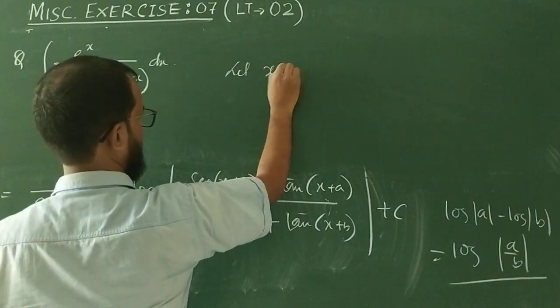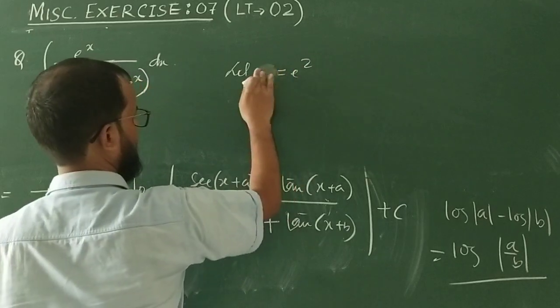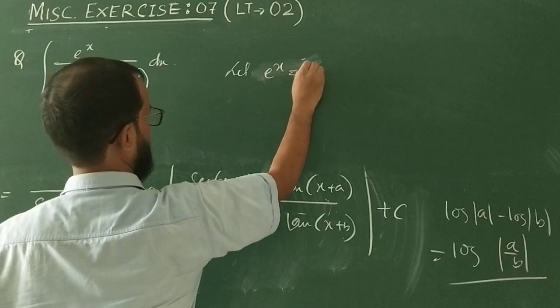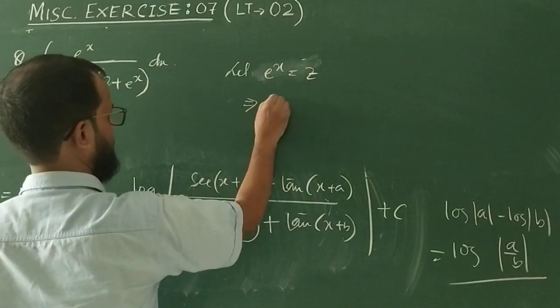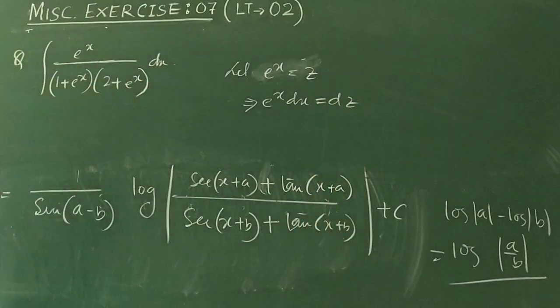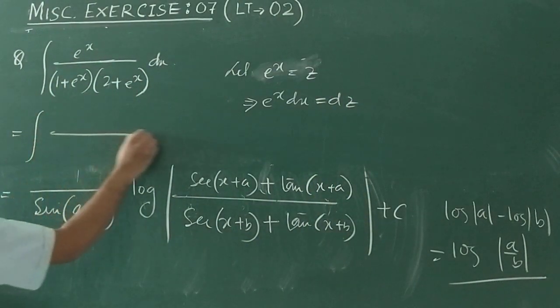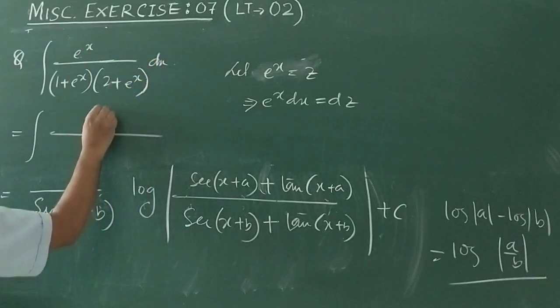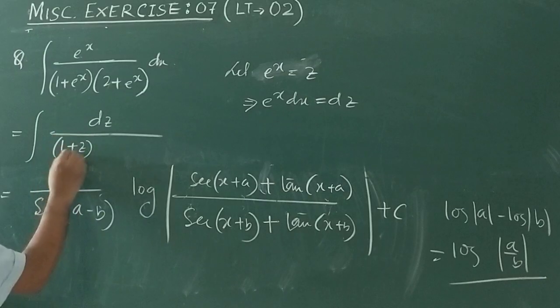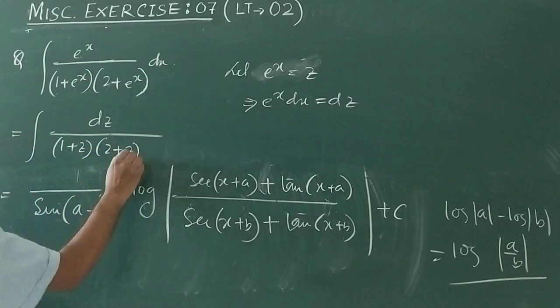First let e to the power x equal to what? z. So implies e to the power x dx equal to dz. Okay, so your integral becomes what? e to the power x dx is dz, and the denominator is (1 plus z) into (2 plus z).